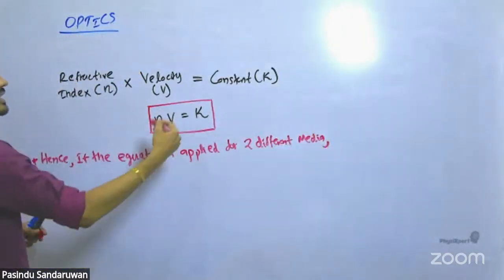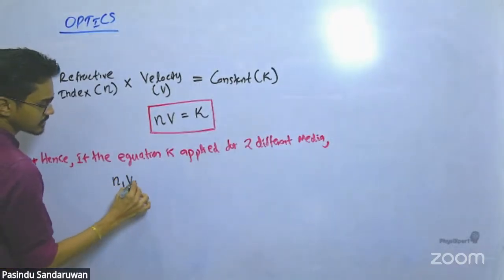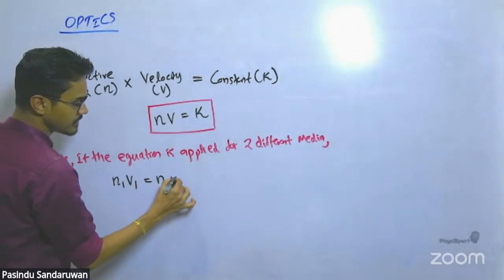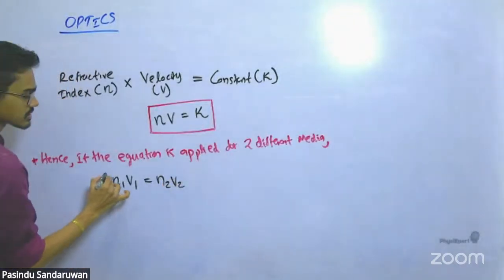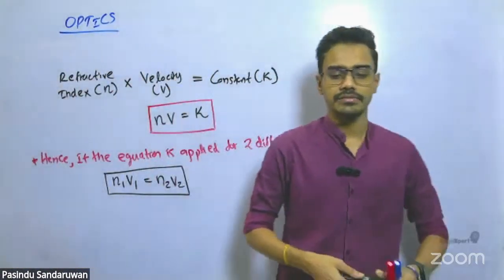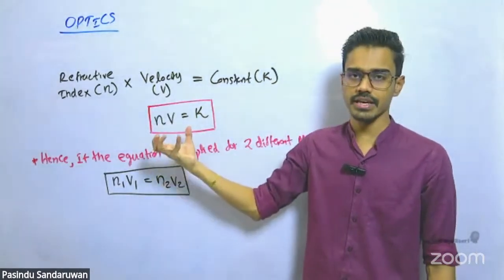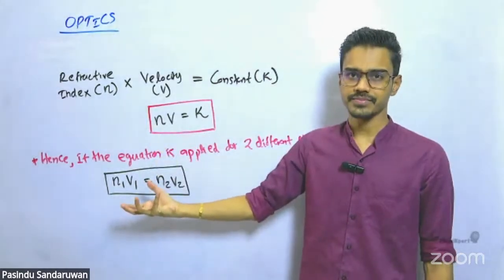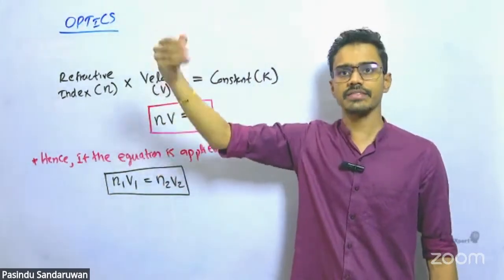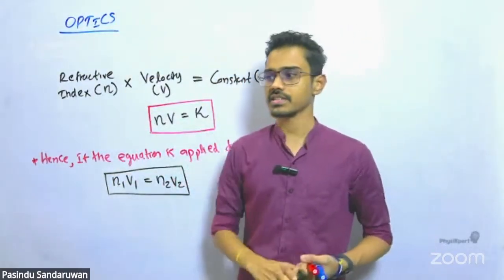since that remains a constant for two different media, say N1 and V1 are the refractive index and the velocity of the first medium, and that of the second medium is N2, V2. This also remains constant. So as an equation, we can say N1 V1 equals N2 V2. That is derived from NV equals K. And not only for two media, for any number of media this is applicable: N1 V1 equals N2 V2 equals N3 V3 equals N4 V4 and so on and so forth.